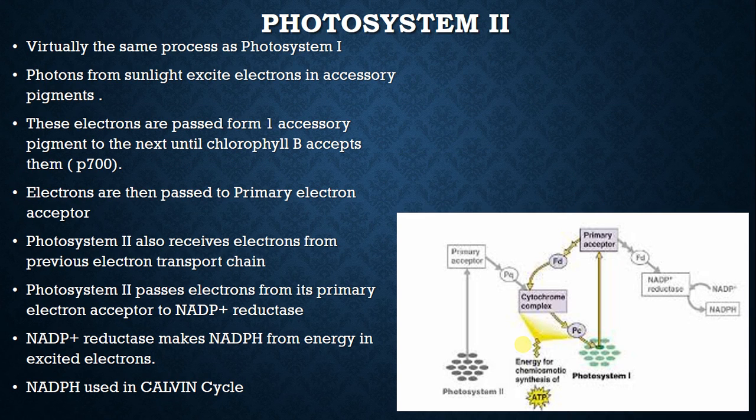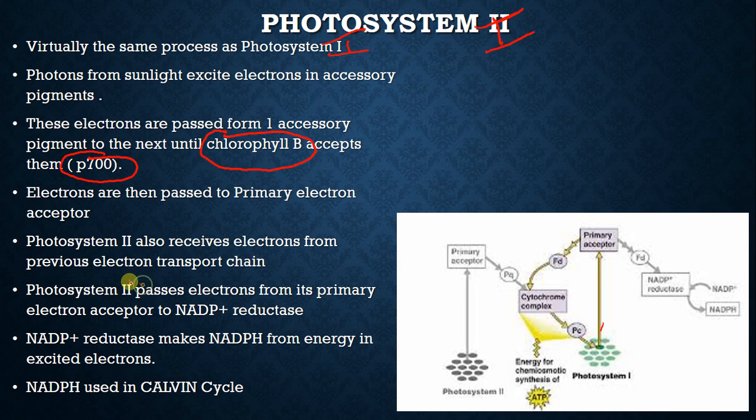So then the electrons are going to go to photosystem 1, virtually the same process as photosystem 2, the first one. Photons from sunlight will excite the electrons in their pigments. They'll jump back and forth until they reach a middle chlorophyll B acceptor that accepts 700 nanometer light the best. It has a primary electron acceptor. The electrons will flow into the primary electron acceptor.